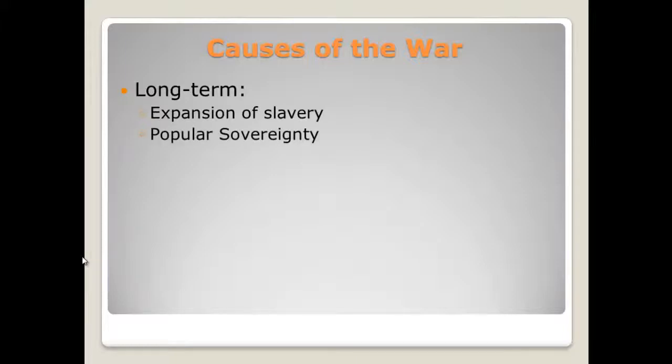All right, let's start off talking about the causes of the war. There are many causes. I'm just going to list some of the big ones. So some long-term causes, we have the expansion of slavery, and that becomes a big issue as a result of manifest destiny in the 1840s and 1850s. Popular sovereignty is the right for individuals of a territory to vote on whether or not that territory will be free or slave, and that was a huge cause of the Civil War because fighting breaks out.